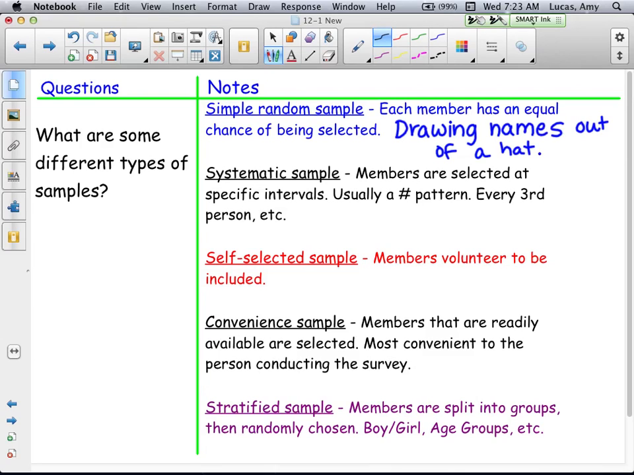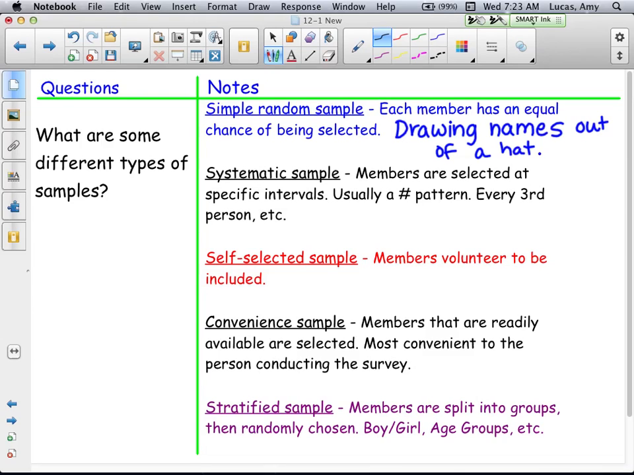The next type is a systematic sample. That's when members are selected at specific intervals. Like there's a system there. Usually a numerical pattern, like every 3rd person, or the person at the front of each row, something to do with a number. Or the first person on each page in the phone book.